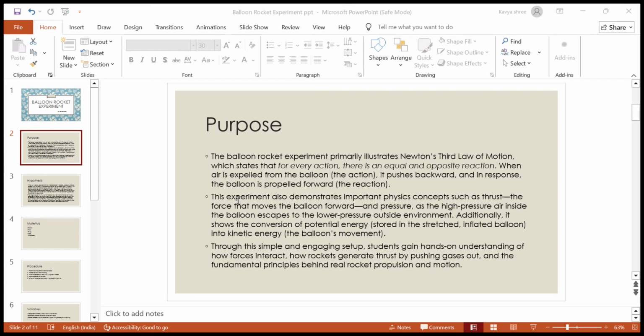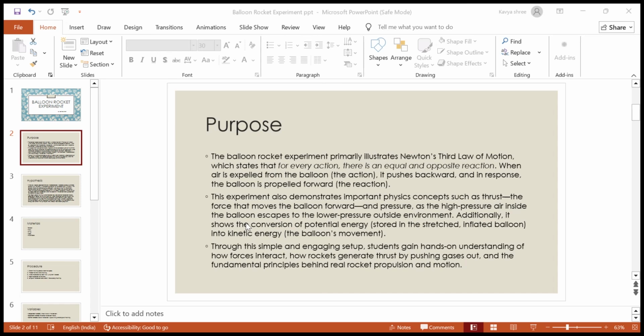such as thrust, the force that moves the balloon. The experiment also shows pressure at work, as high pressure air inside the balloon escapes to the lower pressure outside environment. It visualizes energy conservation, transforming potential energy stored in the balloon into kinetic energy, the balloon's movement. Ultimately, it provides a hands-on understanding of how forces interact and the principles behind rocket propulsion.